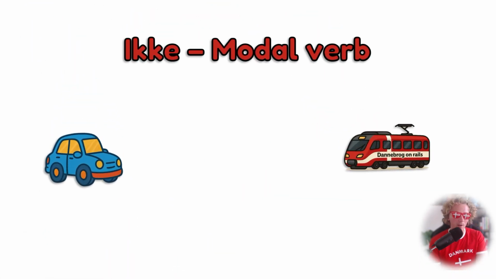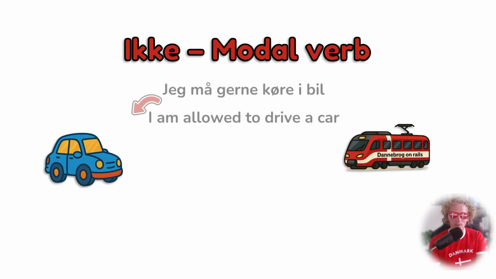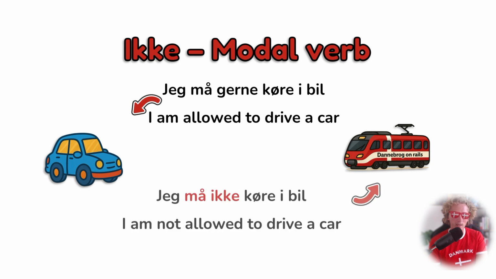Now, sometimes we have modal verbs, which we learned a couple of lessons ago. And if there's a modal verb, the negation changes a little bit. So, the first example here, we have the modal verb må, to may, or to be allowed to. Jeg må gerne køre i bil. I'm allowed to drive a car. To create the negation, it sounds like this. Jeg må ikke køre i bil. I'm not allowed to drive a car. So here we don't have ikke after køre, which is the main verb, but we have it after må, which is the modal verb. So jeg må ikke køre i bil. I am not allowed to drive a car.